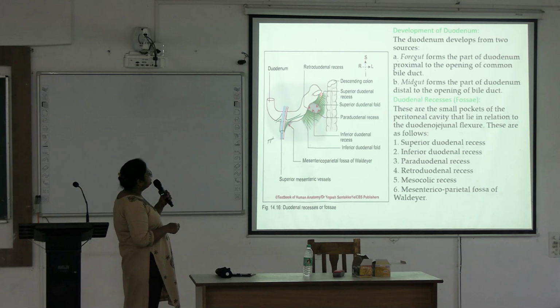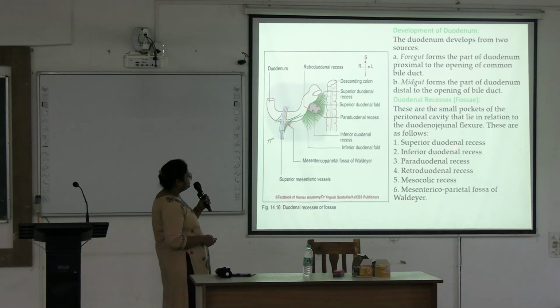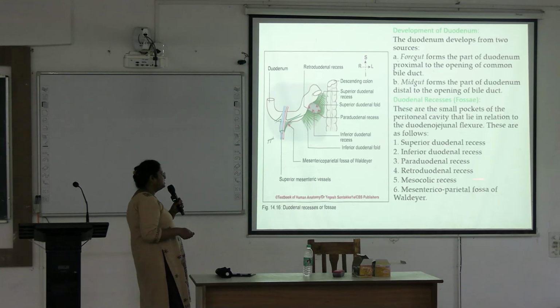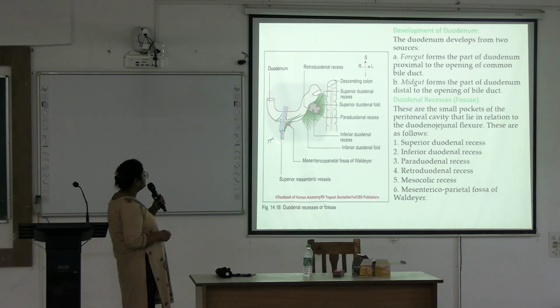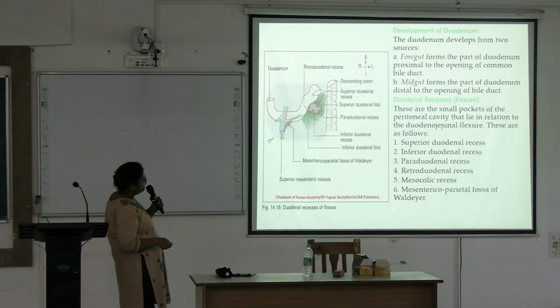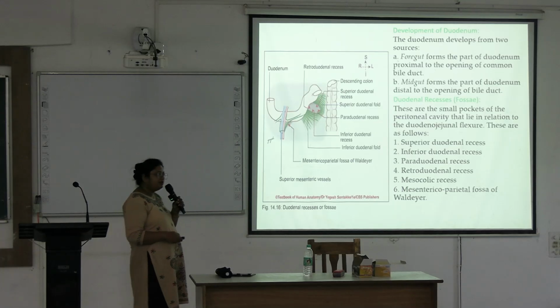In the upper part, superior duodenal recess. Here is the retroduodenal recess. Here is the inferior duodenal recess and paraduodenal recess. Superior, inferior duodenal recess, paraduodenal recess, retroduodenal recess, mesocolic recess. There is mesocolic recess and mesenterico-parietal fossa of Waldeyer.